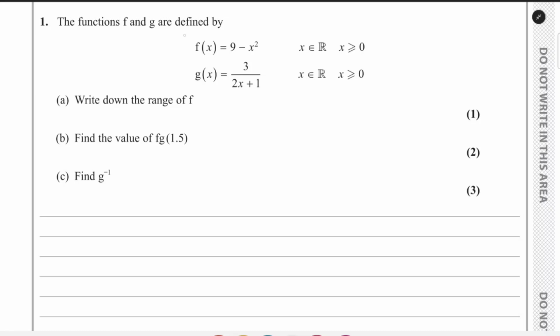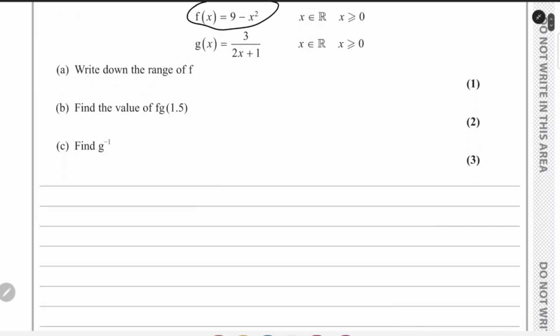Now we're given this function over here, 9 minus x square, and I have to write down the range of this function in the first question. So if I want to sketch this graph, this is 9 minus x square. So this will have a turning point at 9, 0. So this is 9.